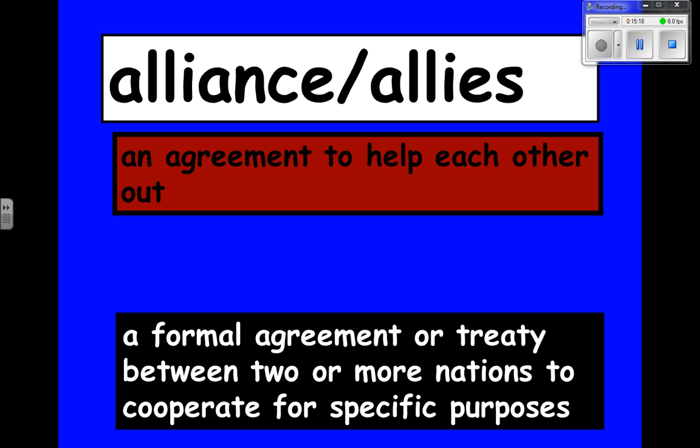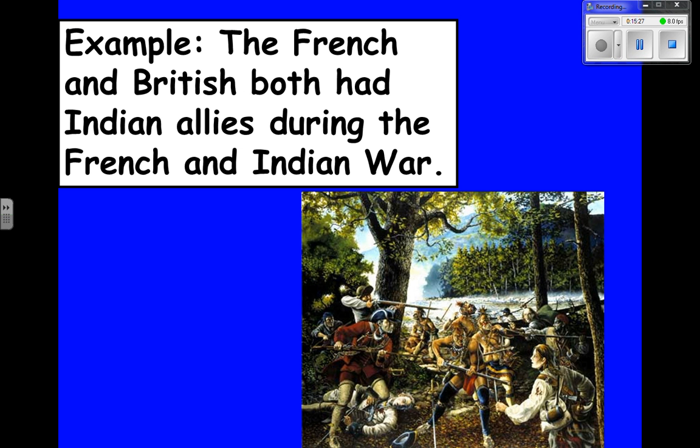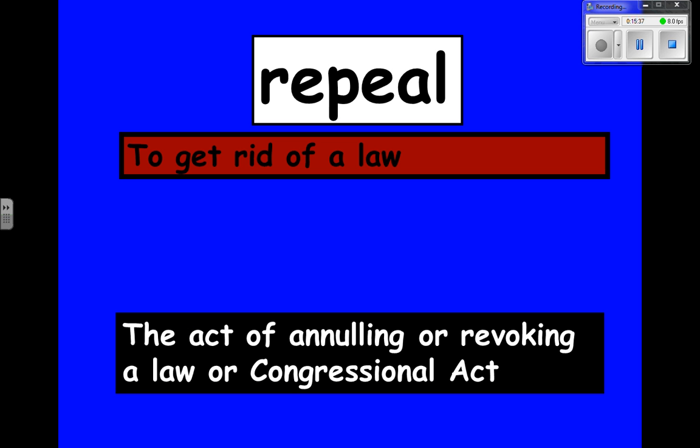Alliances and allies, an agreement to help each other, a formal agreement or treaty between two or more nations to cooperate for specific purposes. In this case, we got a lot of support from different Native American groups during the French and Indian War. During the American Revolution, we had help from the French.